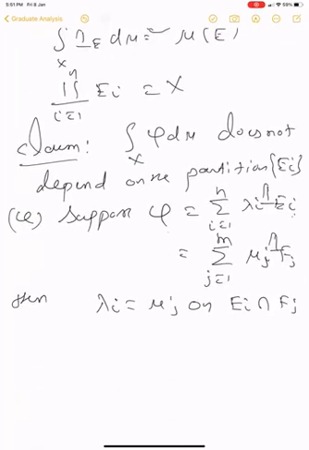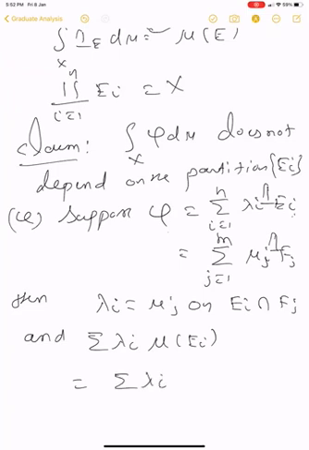So this is what we have to verify, that the integral is well defined. Suppose we have two partitions E_i and F_j, and phi can be written as summation lambda_i times the indicator of E_i, and also as summation mu_j times the indicator of F_j. Then we have to verify that the integral we have defined is the same. To verify that, we first notice that lambda_i equals mu_j on E_i intersection F_j. Then summation lambda_i mu of E_i, remembering that the E_i are disjoint and F_j are also disjoint, is equal to summation lambda_i times summation over j from 1 to m of mu of E_i intersection F_j. You can write it like this because the F_j are disjoint.